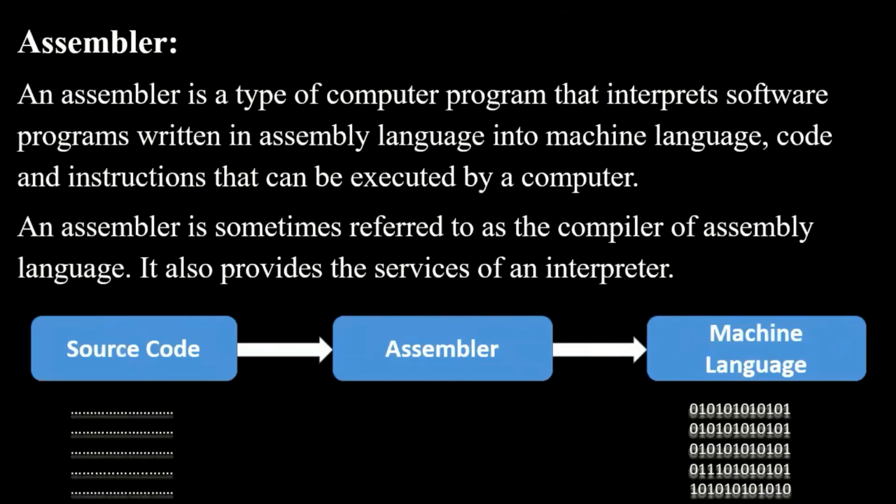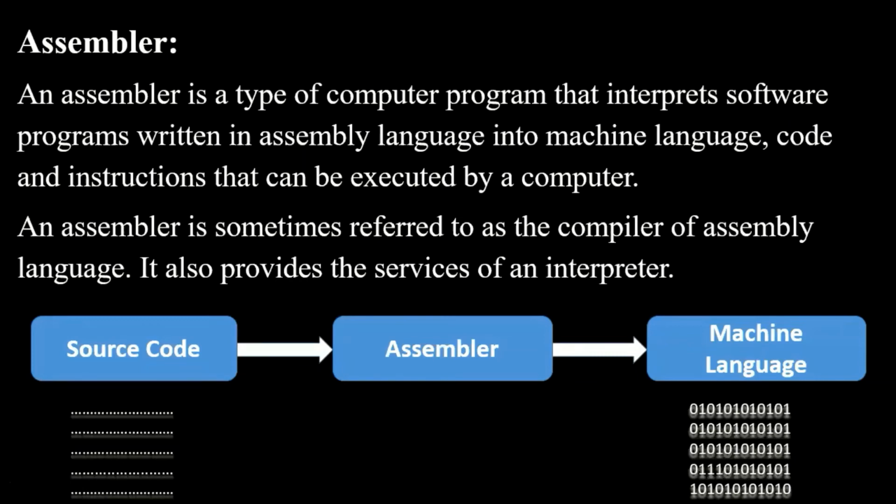The third one is assembler. Assembler is another type of language translator in programming. An assembler is a type of computer program that interprets a software program written in assembly language into machine language code and instructions that can be executed by the computer. Assembler is only used in assembly language. Assembly language, a different type of language, we have discussed in the previous lectures or the previous video. You can find the video that is related to the programming language. In that video, we have discussed the assembly language.